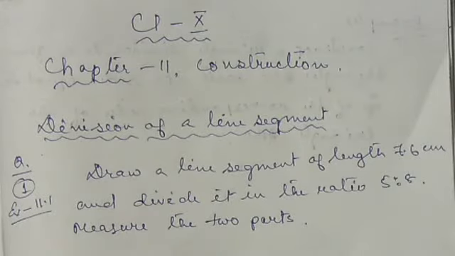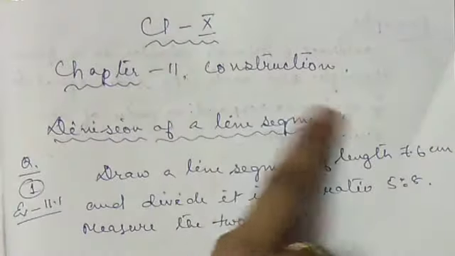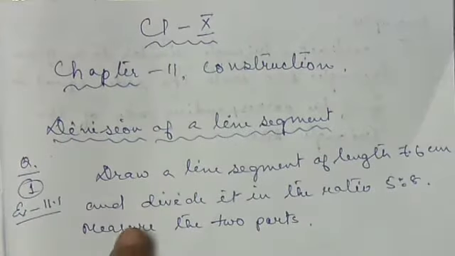Today I am bringing the chapter Construction of class 10 NCERT book. It's an interesting chapter. I'll give the basic ideas of the chapter, that means how to construct a line segment by a given measurement in the given ratio, how to construct a triangle, and then how to construct tangent to a circle. So first of all, chapter construction, division of a line segment.